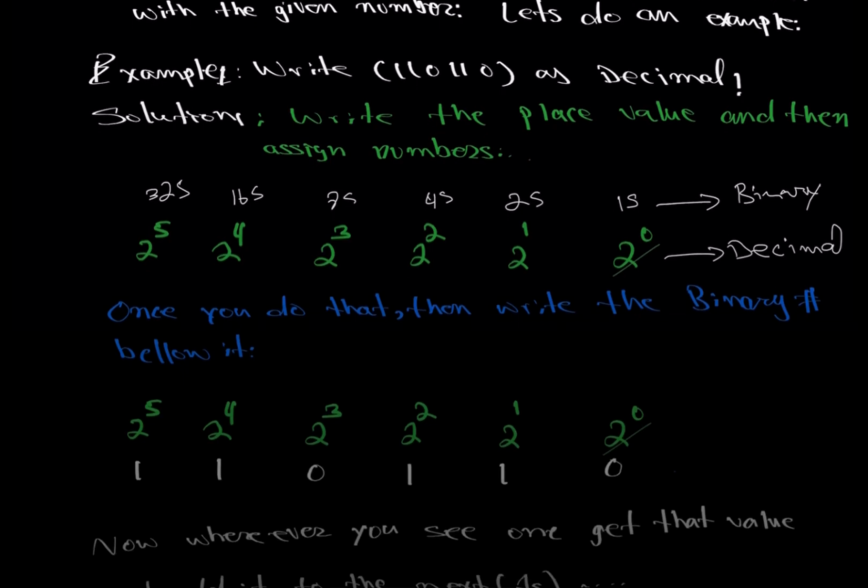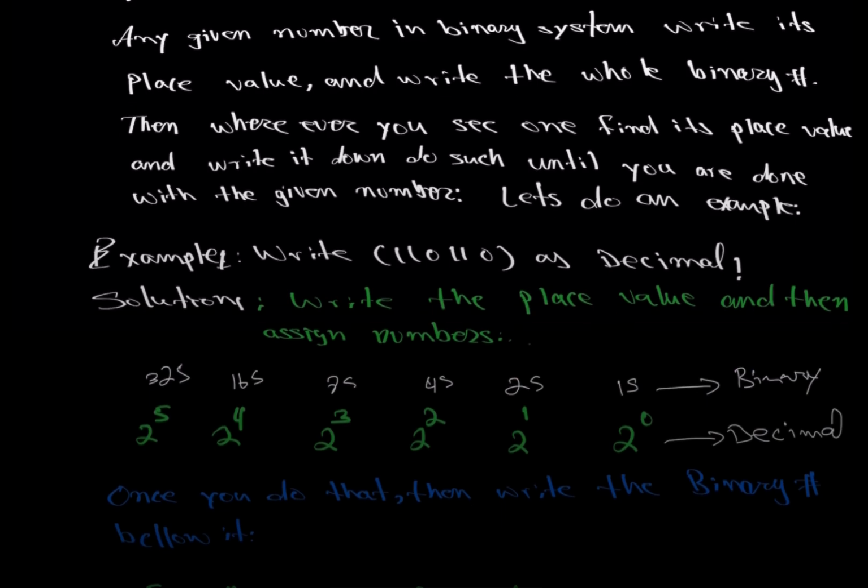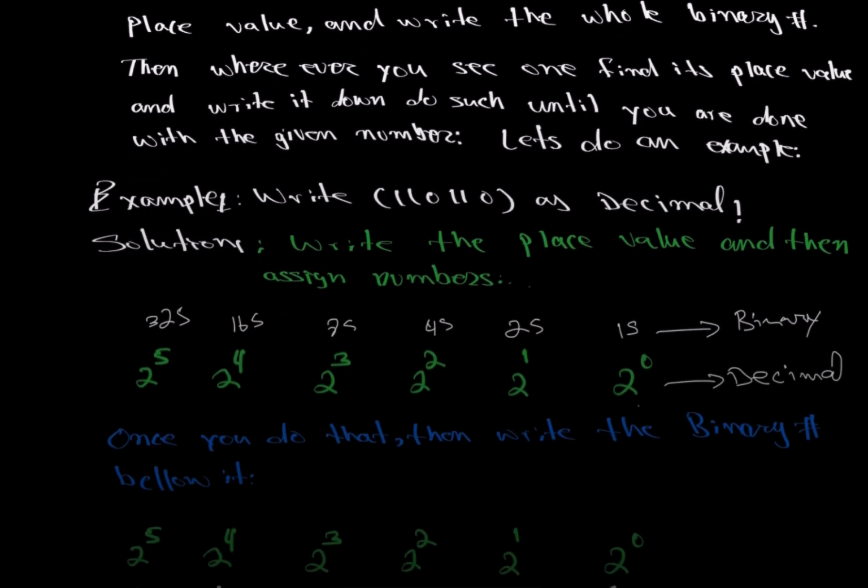So how will we do it? As we said, for any given number in the binary system, write its place values. So write down the whole place value. See how many digits you have. You have 6 digits. Write down 1, 2, 3, 4, 5, 6, six digits of placing values. Then place each digit below these placing values, starting from the right.